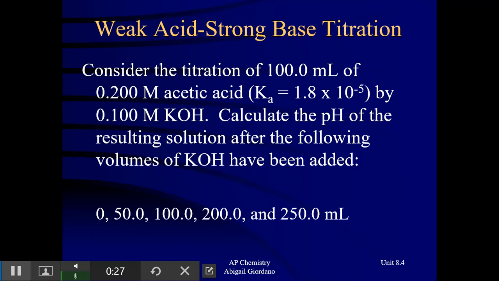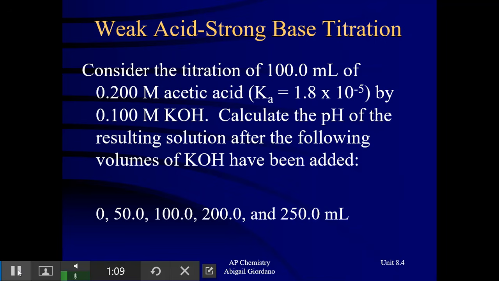All right, so if you'll recall, in the first part of this, my last video on Unit 8.4, we looked at titration situations between a strong acid and a strong base. What we're going to look at here is what happens when one of those species is weak. The first situation is a weak acid being titrated with a strong base. So in this case, the weak acid is our analyte, the strong base is our titrant.